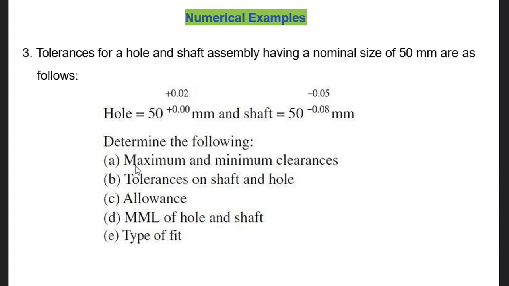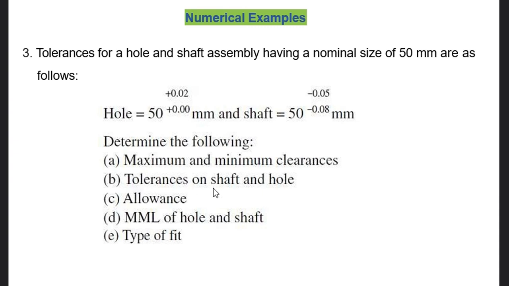You have been asked to calculate maximum and minimum clearance, because from the numerical itself you can understand that hole size will always be bigger than the shaft size. So you should understand that this type of assembly will lead to clearance fit because shaft size will be lesser than 50. Okay, it can be 49.95 or 49.92, whereas hole size can be 50 or 50.02. That is why we are asking about maximum and minimum clearance.